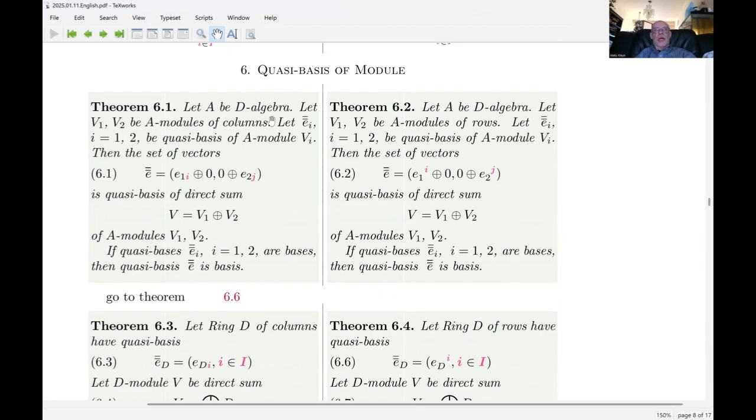Let A be the algebra, and let V1, V2 be A-models of columns. Let Ei be a quasi-basis of the model Vi. Then the set of vectors (6.1) is a quasi-basis of the direct sum of the models V1 and V2. If the quasi-bases Ei are bases, then the quasi-basis E is a basis as well.